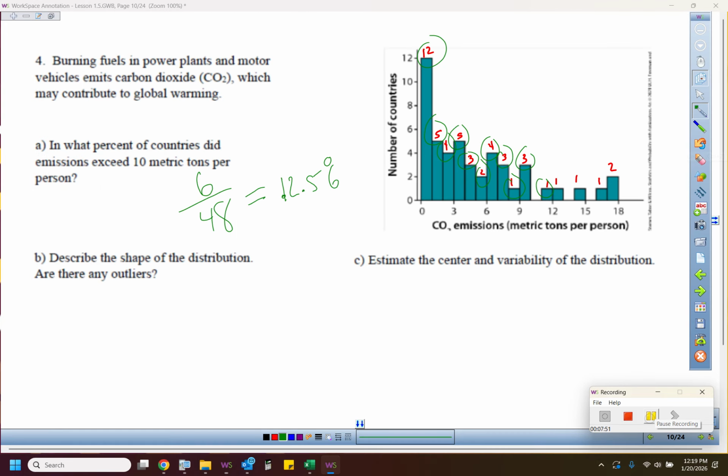Cool. I'll let you describe the shape. Go for it, and then we'll talk about it. Tell your neighbor sitting next to you also, how would you describe the shape of that graph? You get choices between fairly symmetric, skewed right, skewed left, uniform, bimodal kind of stuff. So see what you think.